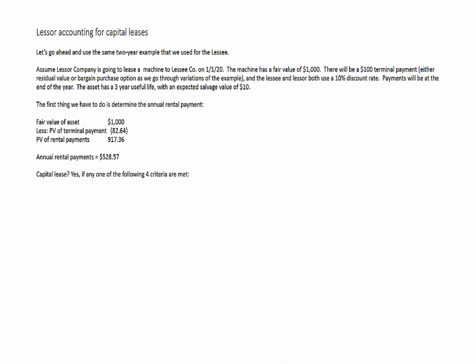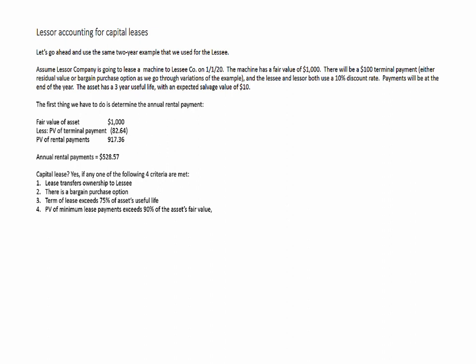And again, first we have to determine whether or not this is a capital lease. The lessor faces the same 4 criteria the lessee faced. Does the lease transfer ownership to the lessee? In this case, no. Is there a bargain purchase option? In this case, no. Does the term of the lease exceed 75% of the asset's useful life? In this case, no. Is the present value of the minimum lease payments in excess of 90% of the asset's fair value? And again, in this case, the rental payments alone have a present value of $917.36, which is more than 90% of the asset's fair value, so yes, this will be a capital lease under criteria number 4.